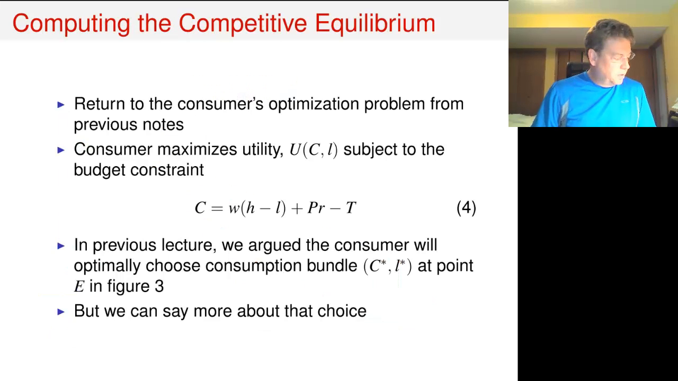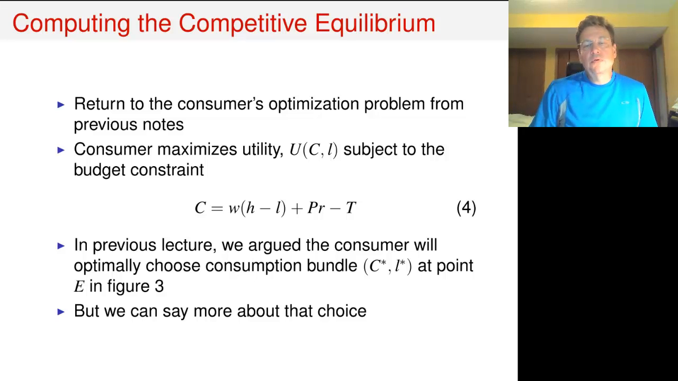We just talked about the trade-offs that are implied by the technology that is used to produce the two goods in this economy, consumption and leisure. Now we're going to turn to look at the consumer's problem a little more closely than we have.